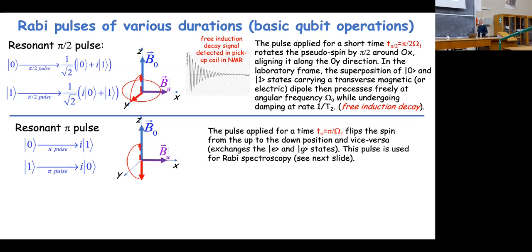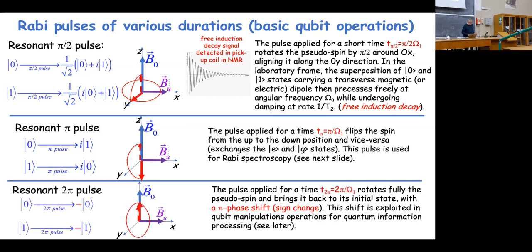Now the most intriguing pulse is a 2 pi pulse. What does a 2 pi pulse do? It takes a spin up, it brings it down and up again. So you have made a 2 pi rotation. Classically, nothing has happened. But in fact, as I showed you in the previous lectures, when you rotate a spin by 2 pi, you change the sign of the wave function. So you add a e to the i pi complex amplitude. And this is due to the fact that the rotation is e to the i sigma over 2.